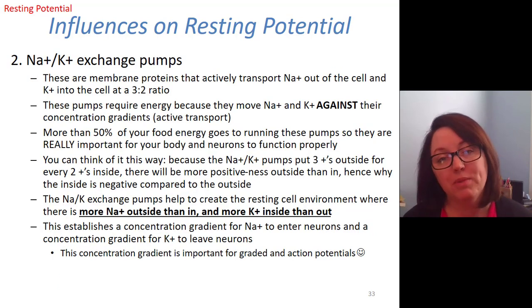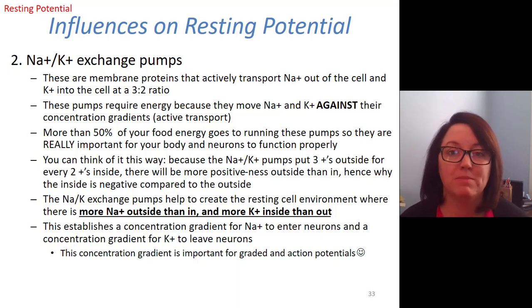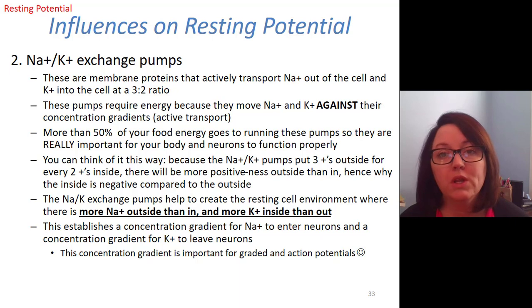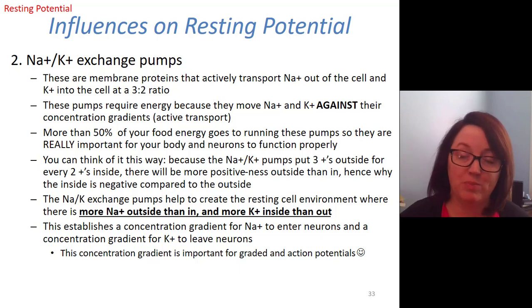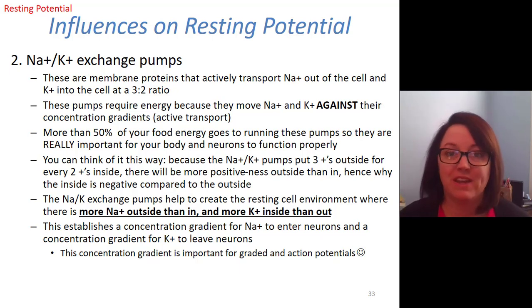The second component is a little bit more complicated. So these sodium-potassium exchange pumps are really important for resting membrane potential. They're really important for getting back to resting membrane potential once you've finished things like graded potentials, action potentials, and synaptic activity. So sodium-potassium exchange pumps are active transporter proteins embedded in the cell membrane of all of your cells, but they're really important for neurons.